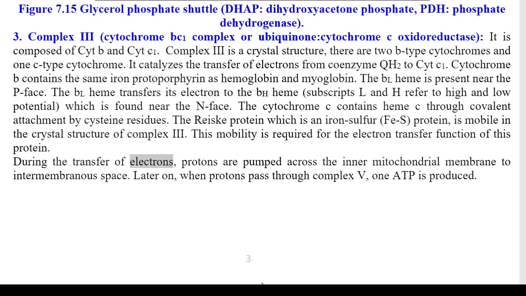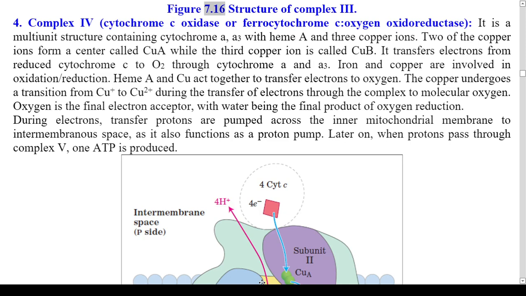During the transfer of electrons, protons are pumped across the inner mitochondrial membrane to intermembranous space. Later on, when protons pass through complex V, ATP is produced. Figure 7.16 Structure of complex III.